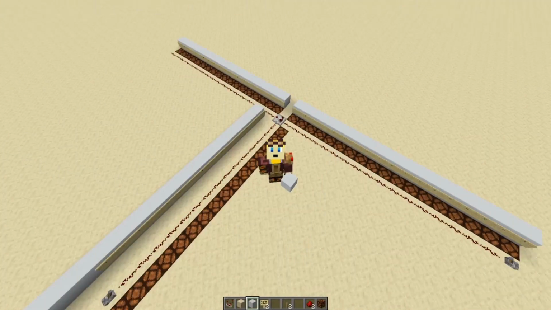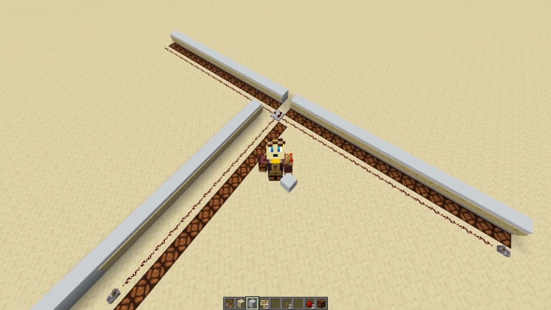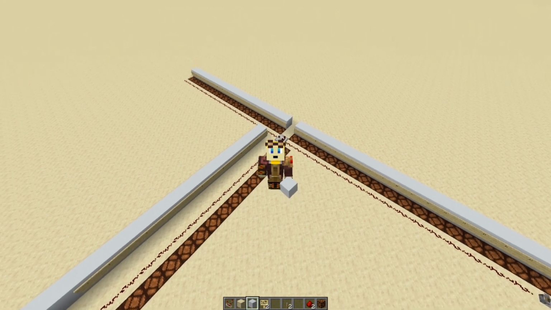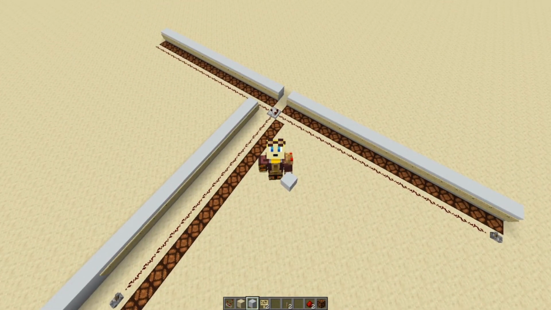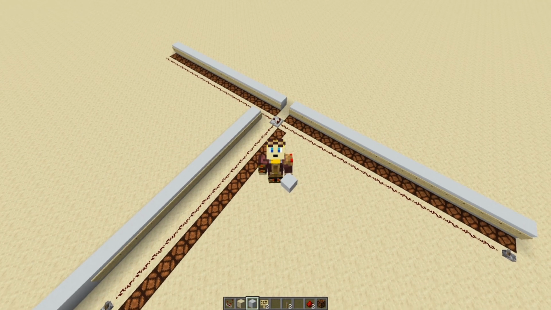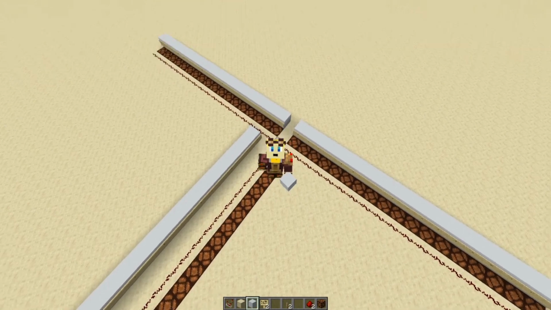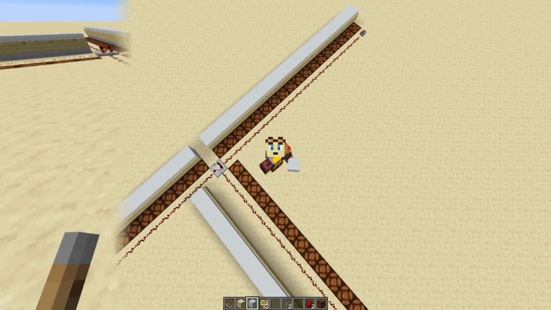The third and final function of the comparator is that of the subtraction mode. This is where it takes the signal strength of two inputs, and depending on the signal strength of the inputs, it subtracts them and gives an equivalent output signal strength. The circuit below will demonstrate what I mean by that.